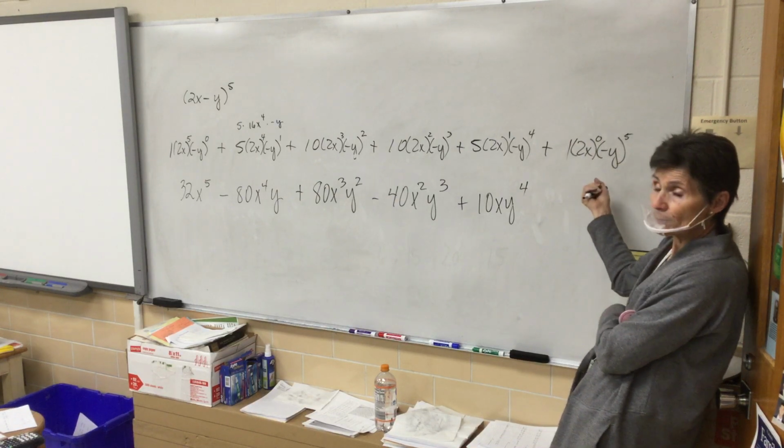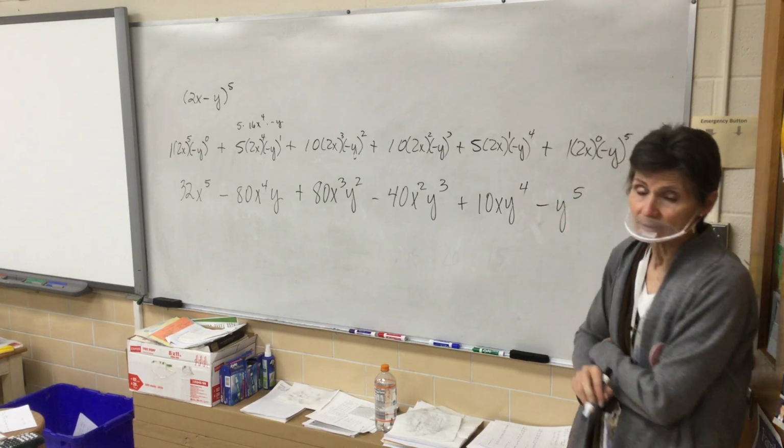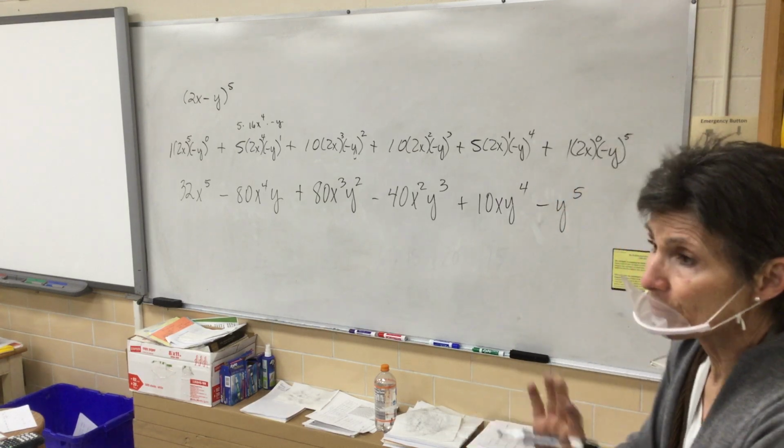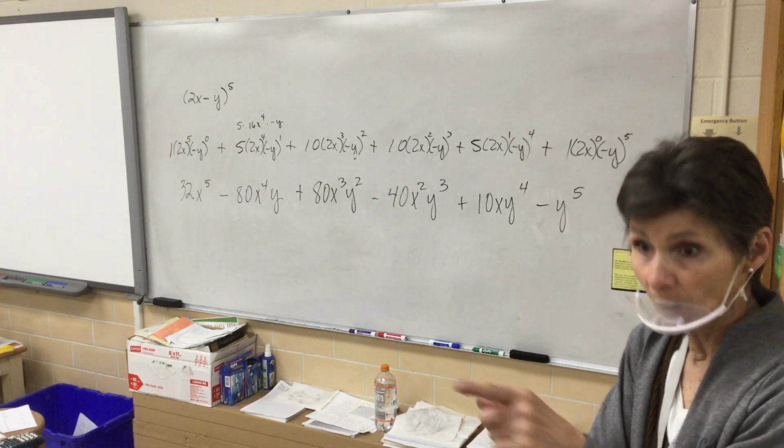So what's my last term? Negative y to the 5th. That's exactly right. Negative y to the 5th. Remember, the other part disappears because when you raise it to the 0, you get 1.